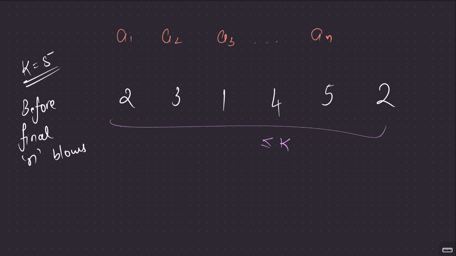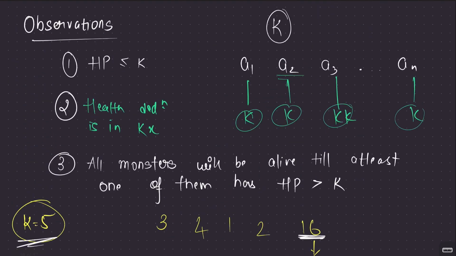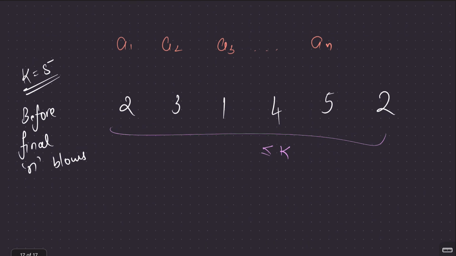But how do you think this 2, 3, 1, 4, 5, 2 came? What was the second observation? The health reduction always happens in multiples of k, right? So from A1 you removed some multiple of k. From A2 you removed some multiple of k, until the value was less than or equal to k. From A3 you removed some multiple of k until the value was less than or equal to k. So how do you think this 2 came? After removing some multiples of k, you are not able to remove k, and you are left with 2. After removing some multiples of k, you are not able to remove k, and now you are left with 3. Does that sound like a modulus operator to you? It did to me. I hope it sounds that way to you as well, right?